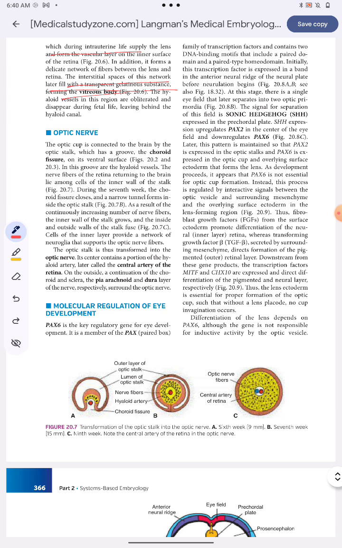Now, the optic nerve. The optic cup is connected to the brain by the optic stalk, which has a groove, the choroid fissure, on the ventral surface. This groove has hyaloid vessels. During the seventh week, the choroid fissure closes and narrow tunnels form inside the optic stalk. In these narrow tunnels, the nerve fibers grow, and the optic stalk becomes the optic nerve.